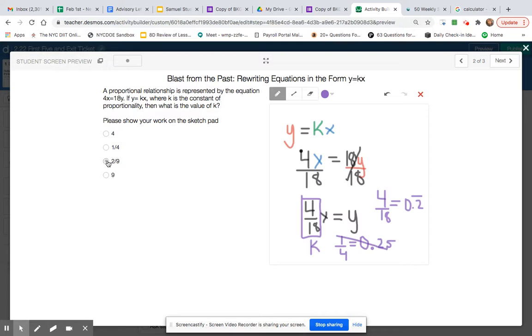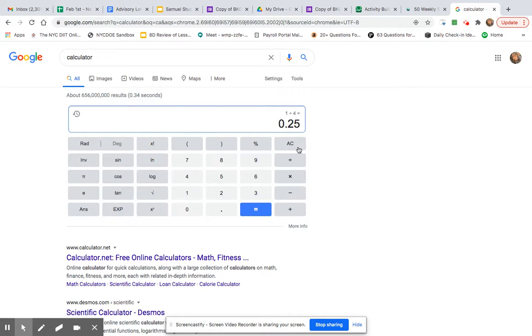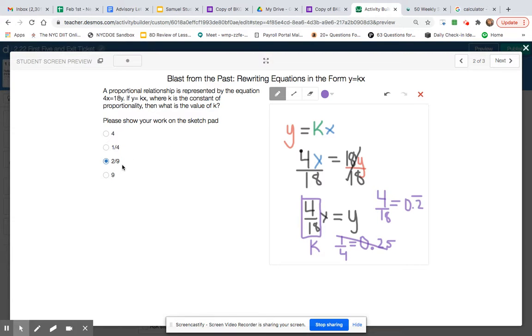So the only answer that would make sense is 2 over 9. And if you check, you also get 0.2 repeating. Therefore, your answer choice is 2 over 9.